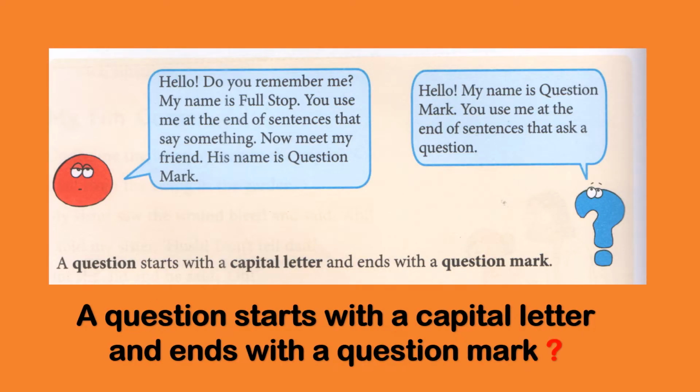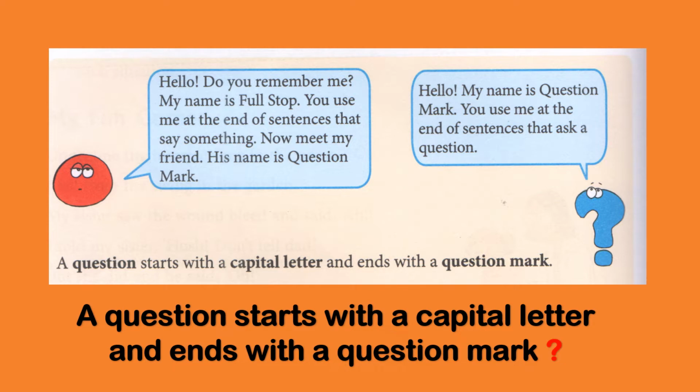In the previous topic, we have learnt about full stop, question mark, and exclamation marks. These are the punctuation marks which are used in the sentence. A sentence always begins with a capital letter and ends with a full stop. We use an exclamation mark after an interjection.